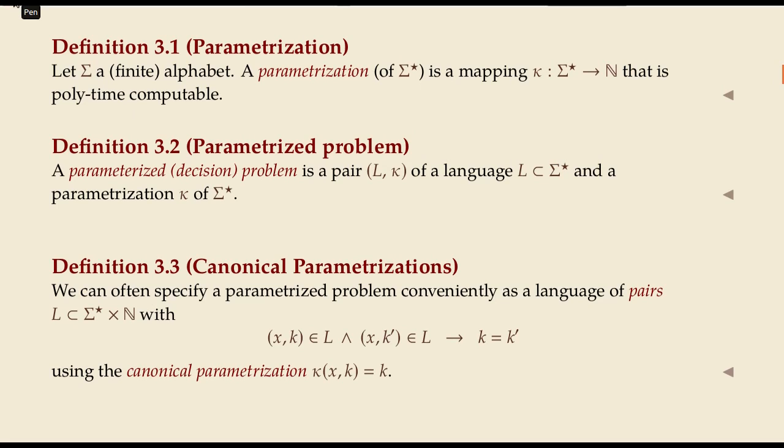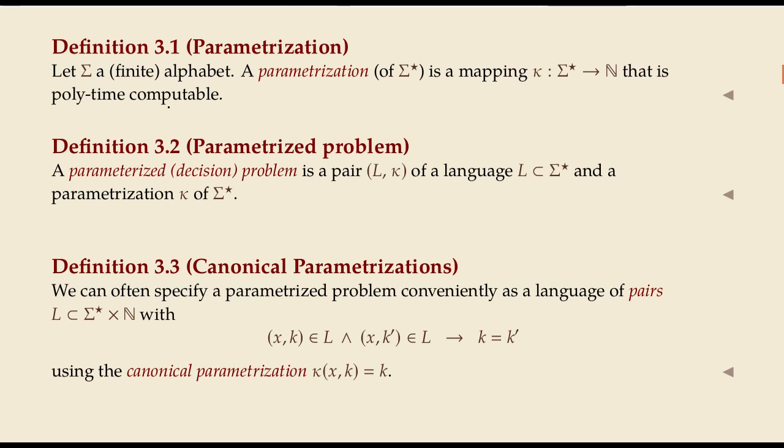And we go back to words and algorithms on strings as usual. So first of all, a parameterization is nothing else than a mapping from the set of all words to the natural numbers. We only require that this should be a polytime computable function, the reason being to make certain definitions then similar. This is not really a restriction, as we'll see in most cases.